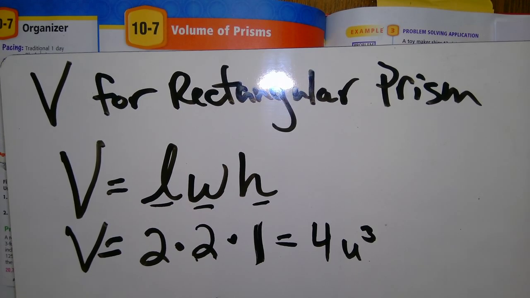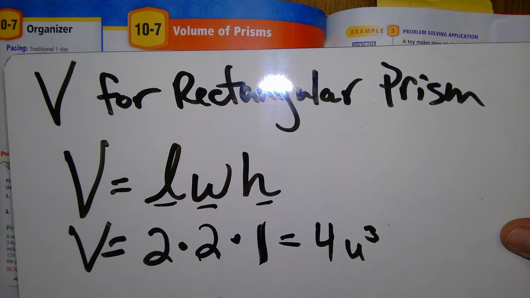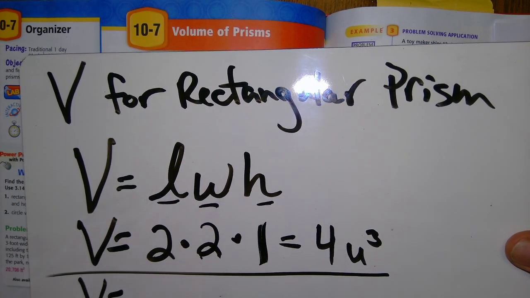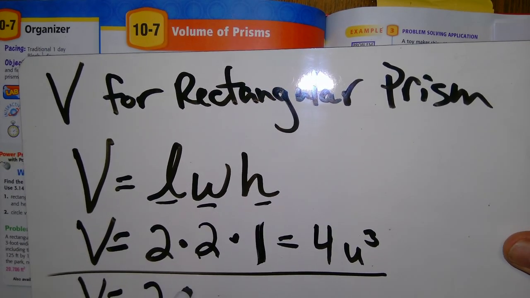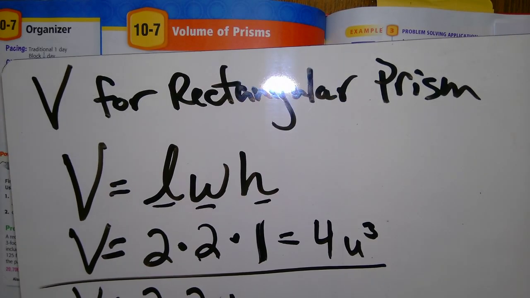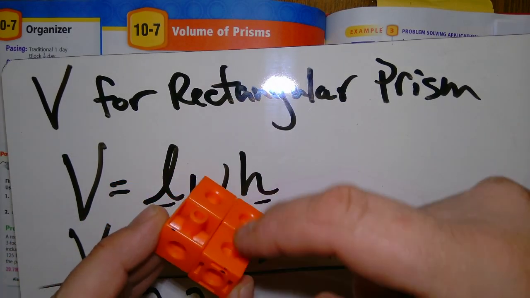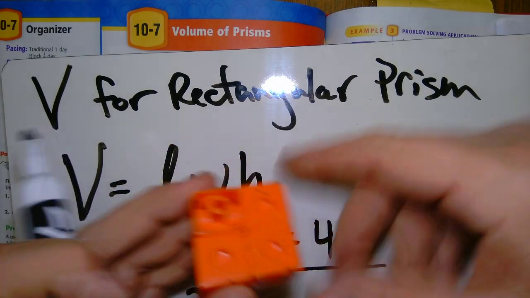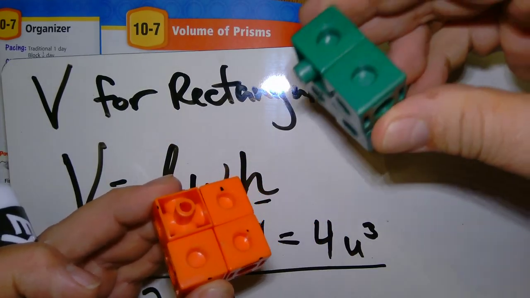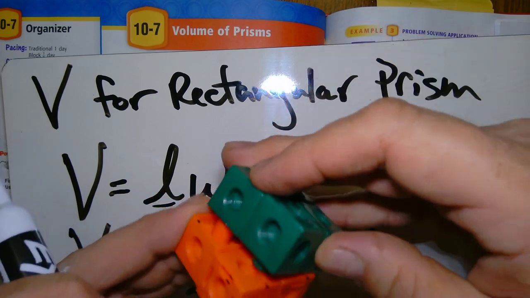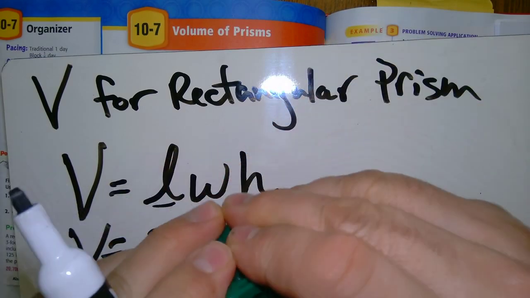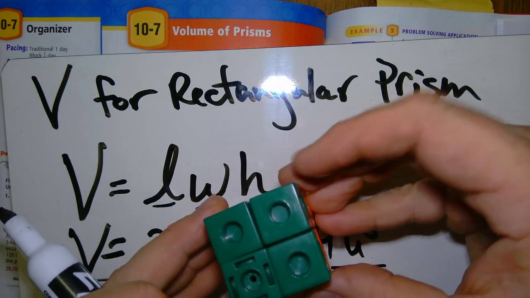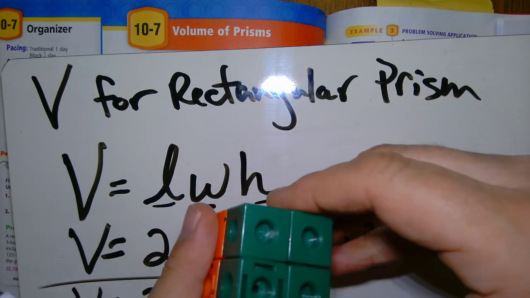All right, so now I'm going to show you what happens when we add another layer. So I'm just going to plug this in. We're going to keep the length and the width the same, 2 times 2. But now I'm going to add, and you can see, there's 4. If you don't believe me, count them. 1, 2, 3, 4. There's 4. Now we're just going to add another layer to our height. Okay? And what do you think that is going to do to our volume? That's right. It's going to double it, right?